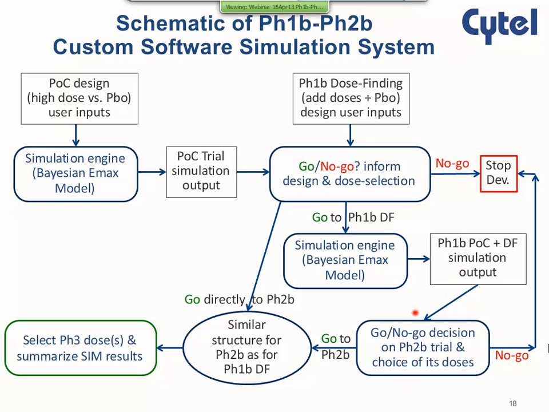And then we apply the go, no-go criteria to go to phase 2B or not. And if we go to phase 2B, then there's a similar structure for the phase 2B clinical endpoint. We get that output and we select the phase 3 doses and compare it to the truth, and that's the key information we're looking for.